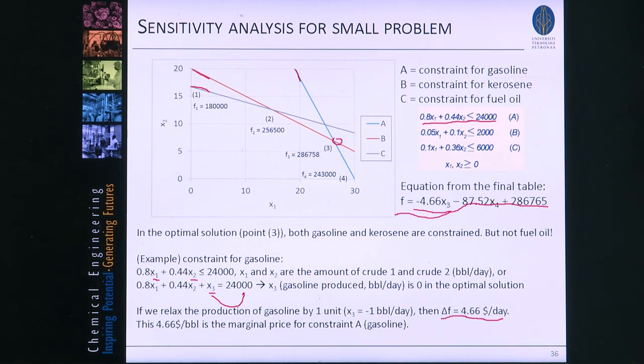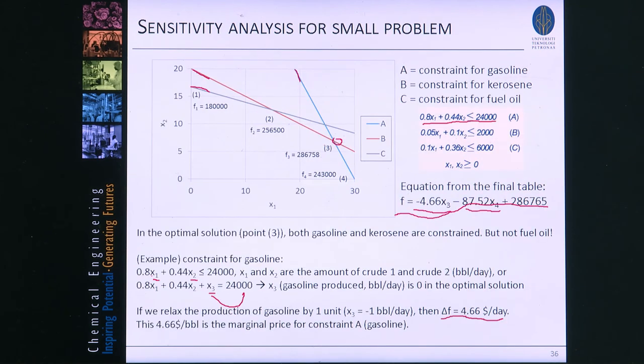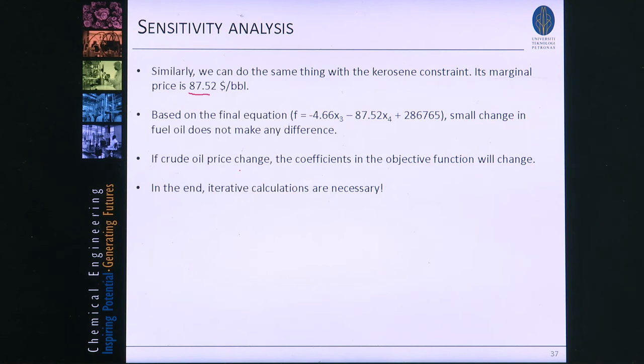Or if we increase the constraint, the maximum that we can produce is 24,000 barrels. But if we say that we can make it 24,001 barrels instead of 24,000, we can have an increase of profit by $4.66 per day. Similarly, we can do the same thing with kerosene, with this marginal price. And we know that small changes in the fuel oil don't make any difference, because the fuel oil, as we know, doesn't do anything at this point. If the crude oil price changes, the coefficients of the objective function will change as well. And then in the end, we have to do iterative calculations.